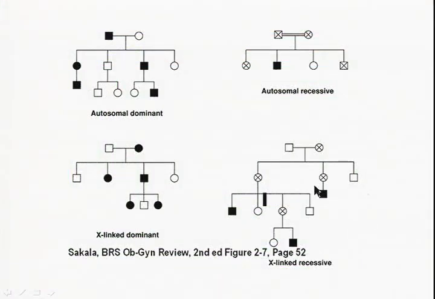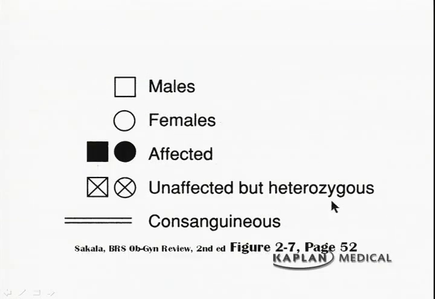Okay, this is in your notes, and it looks at the various pedigrees of the Mendelian disorders. We have autosomal dominant, we have autosomal recessive, X-linked dominant, and this is the X-linked recessive. And we're going to go through each one of these in order.